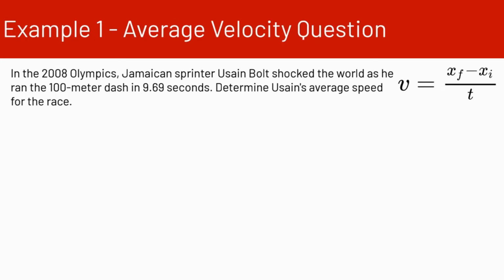All right, so let's do a few examples here. In the 2008 Olympics, Jamaican sprinter Usain Bolt shocked the world as he ran the 100-meter dash. That is our displacement, in 9.69 seconds. That's our time. We want to know his average speed for the race. So we're going to use this equation. We have velocity, or in this case, it's really the speed, equals displacement divided by time. Our displacement is 100 meters divided by our time, 9.69 seconds. That's going to equal 10.3 meters per second.